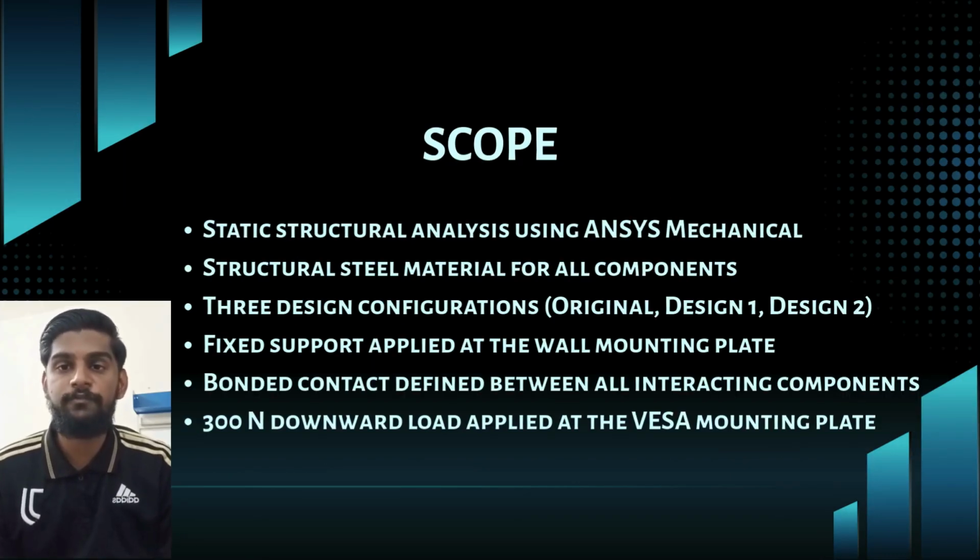Continuing, we see the scope of this project. The study is limited to structural analysis only, and all components are assumed to be made of structural steel. Three design configurations are analyzed, which include the original design and two improved designs. A fixed support is applied at the wall mounting plate, and the bonded contacts are defined between all interacting components to simulate fully tightened fasteners. A 300 Newton downward load is applied at the VESA mounting plate, and the same boundary conditions and loading conditions are applied consistently for all three designs to ensure a fair comparison.